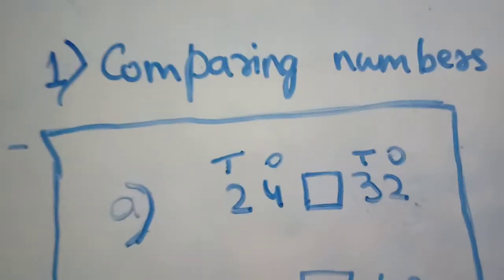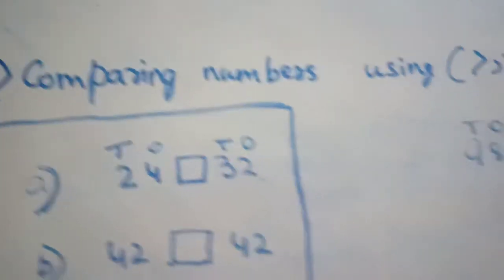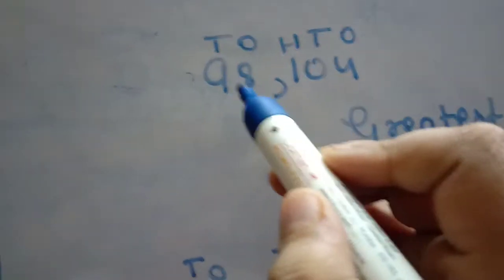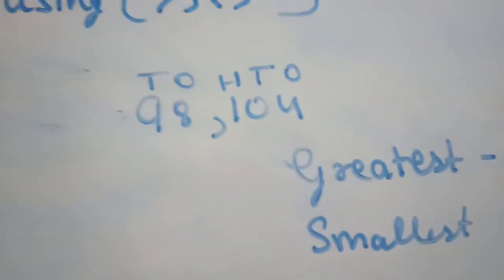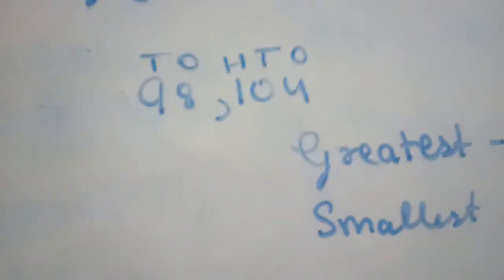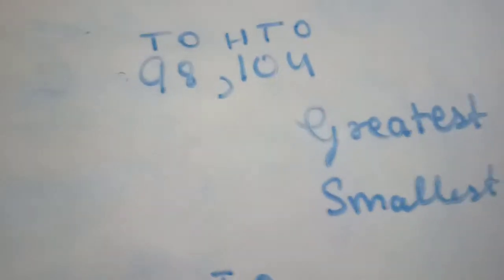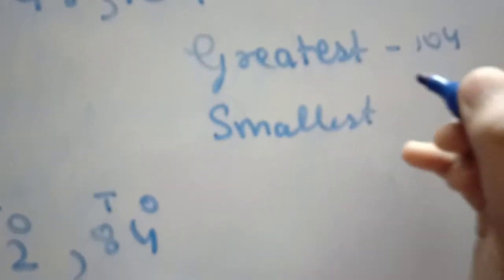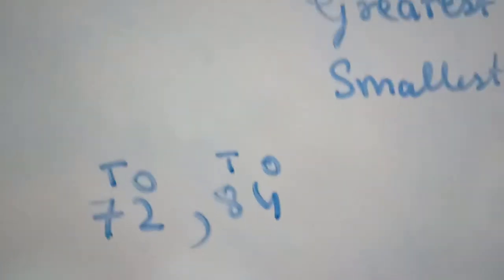Comparing numbers is the first topic. As we all know how to compare numbers, like we have got these two examples. Now we can simply identify which number is greater. The number having 3 digits is greater, so on the greatest I write 104, and 98 is the smallest because it does not have 3 digits. So now we will write here 98.